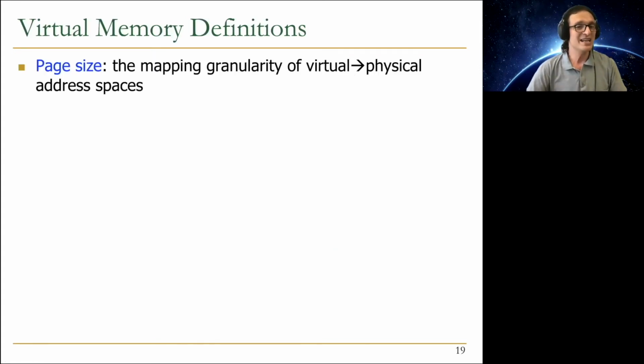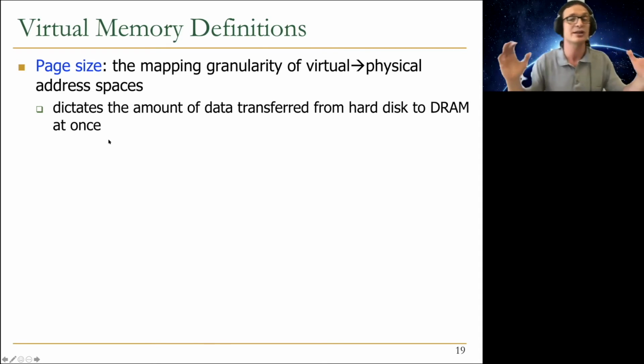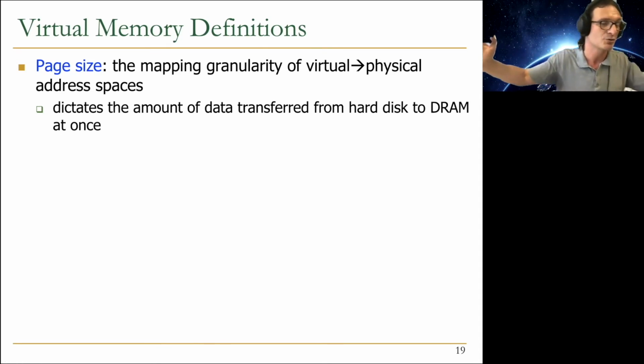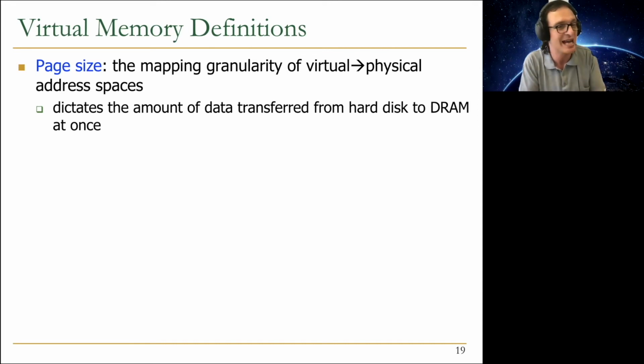Okay, so page size is the mapping granularity of virtual to physical address spaces. We will see different page sizes soon. This also dictates the amount of data transferred from hard disk to DRAM at once, or amount of data that needs to be allocated in physical memory. That's why having a large page size is dangerous, because you may need to transfer a lot of data, even though you may not be using it. This is very similar to a cache block, right? We said the same thing for cache blocks.